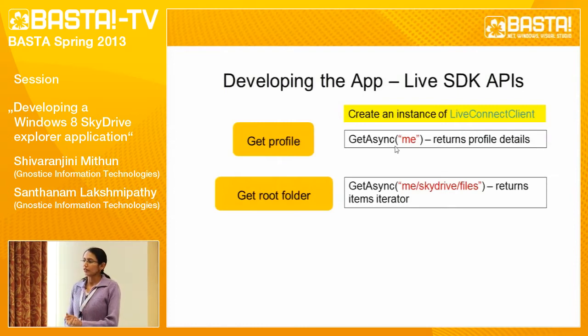Once the user is signed in, we will take the user to the root folder content. This is the call we are going to make to get the contents of the root folder. We call the GetAsync method again, but this time we pass a different parameter: me/SkyDrive/files. This will fetch us the contents of the root folder. This will return us an items iterator.